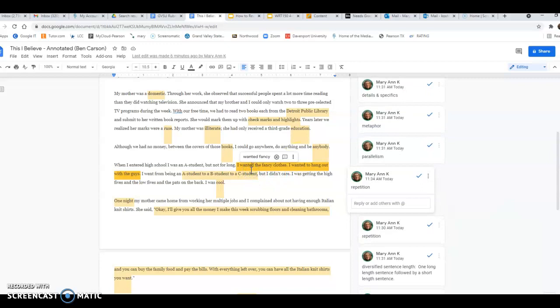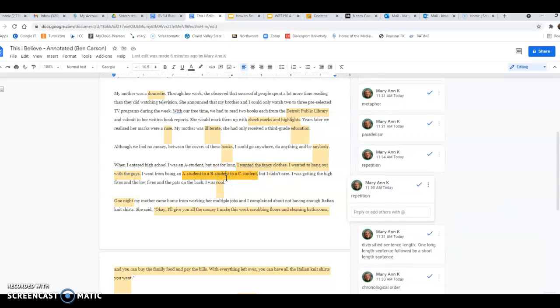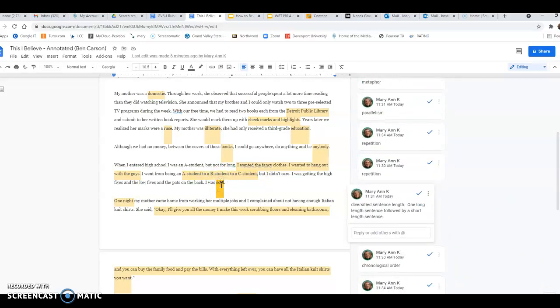Here's some more rhythm. I wanted the fancy clothes. I wanted to hang out with the guys. We got some repetition going on there. We got some rhythm. A student to a B student to a C student. Again, repetition. I was cool. So this is an example of diversified sentence length, and I don't think I ever mentioned this to you, but this is a good tool to use as well.